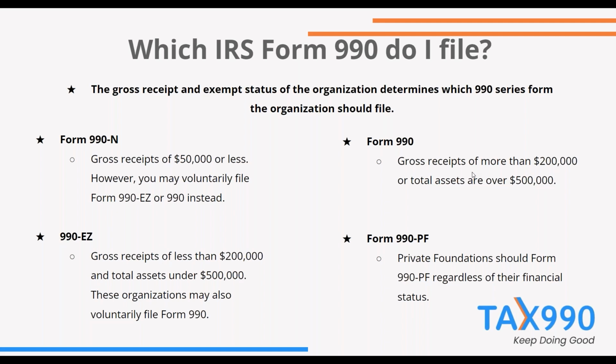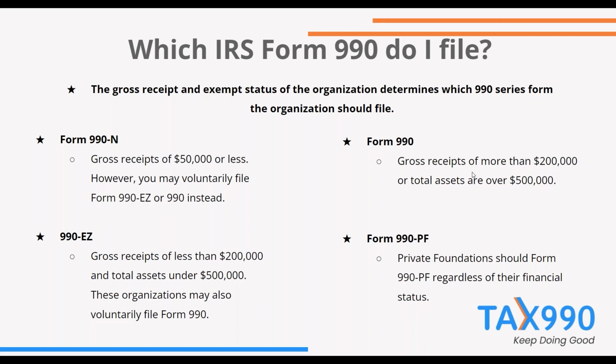However, if you qualify for the larger form such as the 990 EZ or the 990 form, you cannot choose the smaller 990N form just because you want to. You do have to file a larger form if your gross receipts and assets qualify for that larger form.